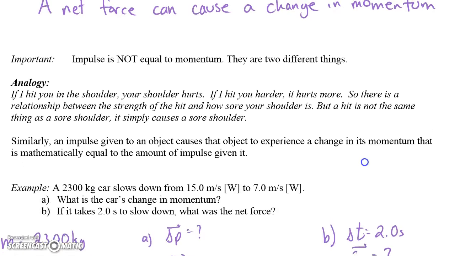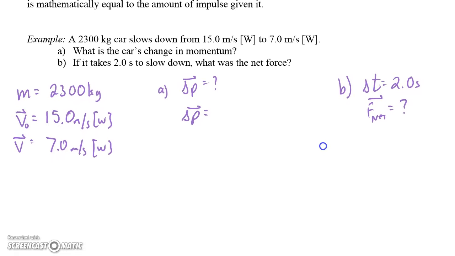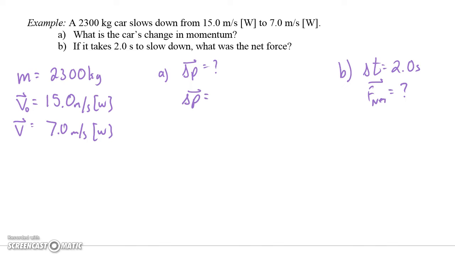So let's look at an example where we've got a 2,300 kilogram car slowing down from 15 meters per second west to 7 meters per second west. What is the car's change in momentum? We're just looking at change in momentum, which is the change in mv. This is the same car, same mass, so we can just take the mass out of our delta because it's not going to change, which we can expand to be m times v minus v naught.